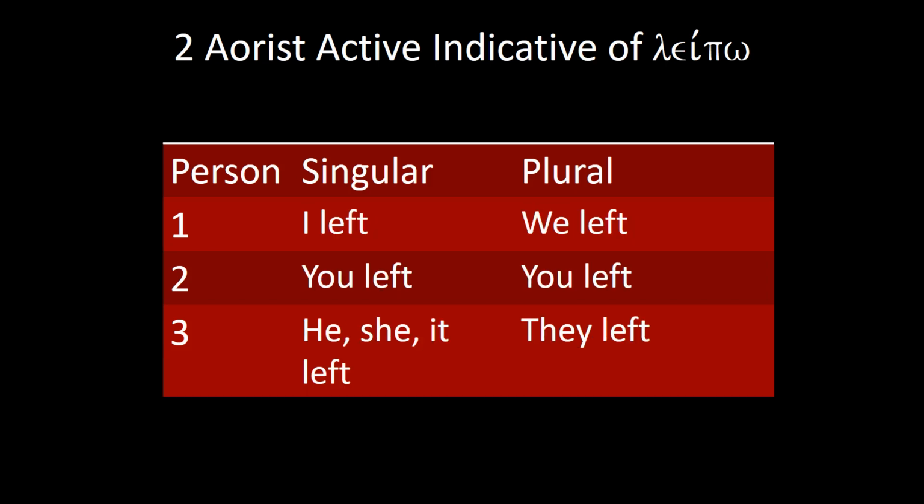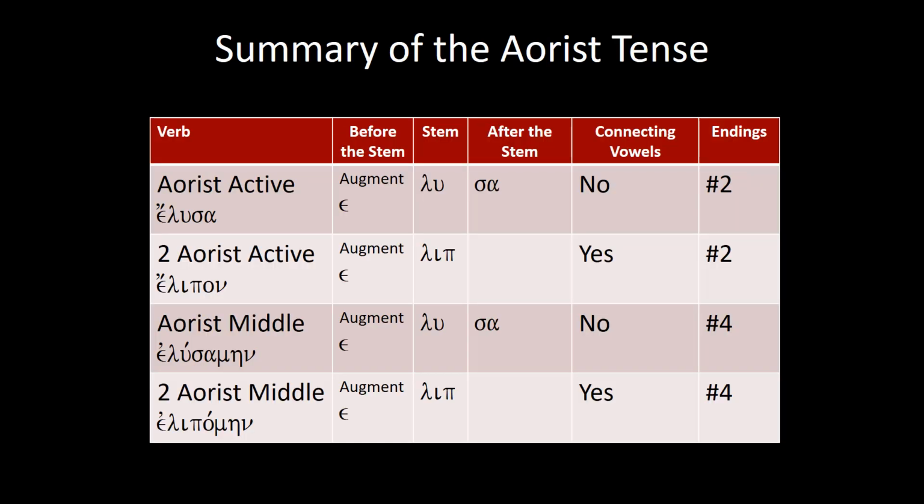There's no difference in translation than a first aorist. I left, you left, he, she, or it left. We, you, they left. So the big deal for second aorist is that stem change.